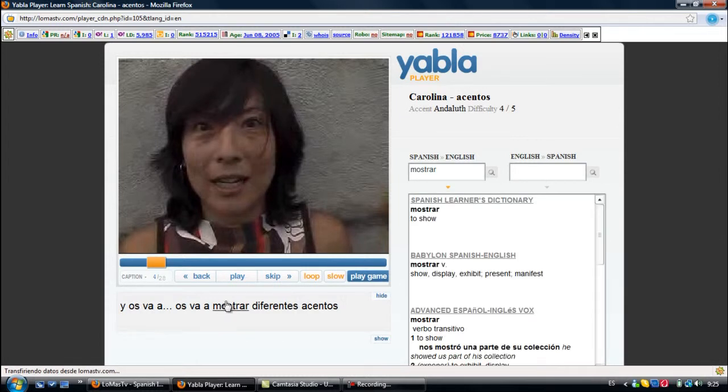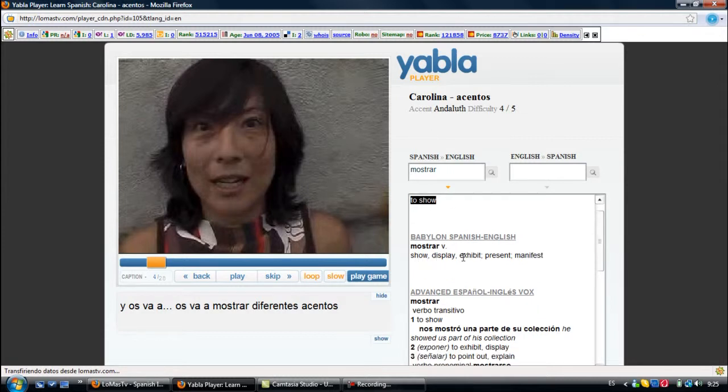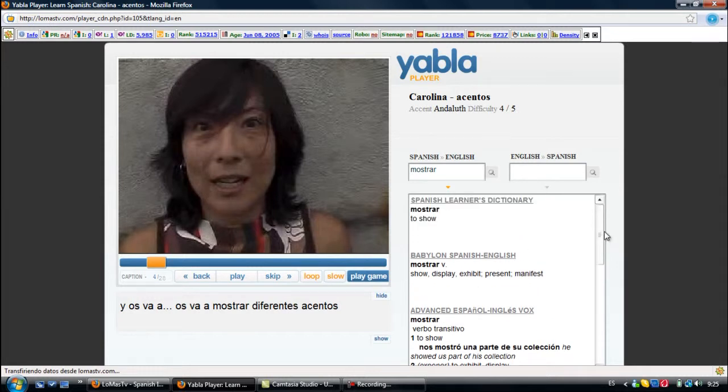With one click, just one click, it's super easy. The definition will show up over here. So notice it says mostrar. Let's say we didn't know what mostrar meant. We clicked it, and here it is over here. The first one says to show. Then the next show, display, exhibit, present, manifest. So you get the idea behind the meaning of the word mostrar.